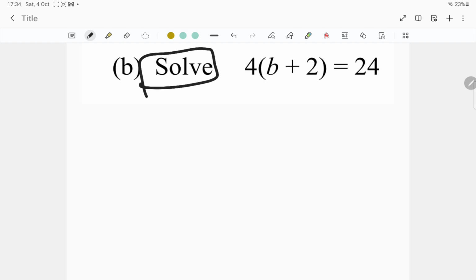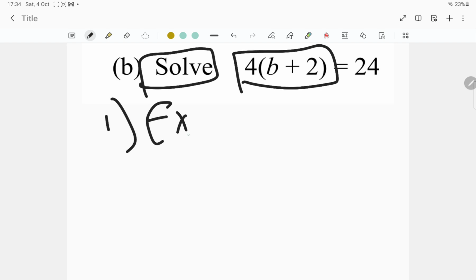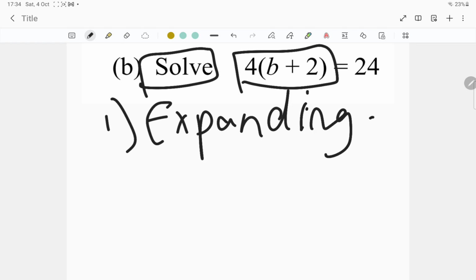So this is a solving question, okay? So we've got our first thing. We already can see this is an expand. Our first step is going to be expanding. We already know that. Okay, so we're expanding.